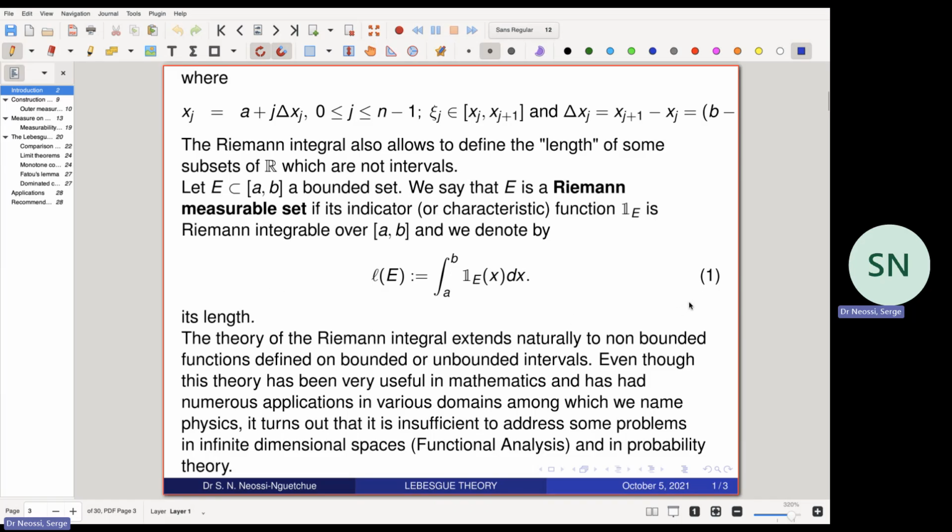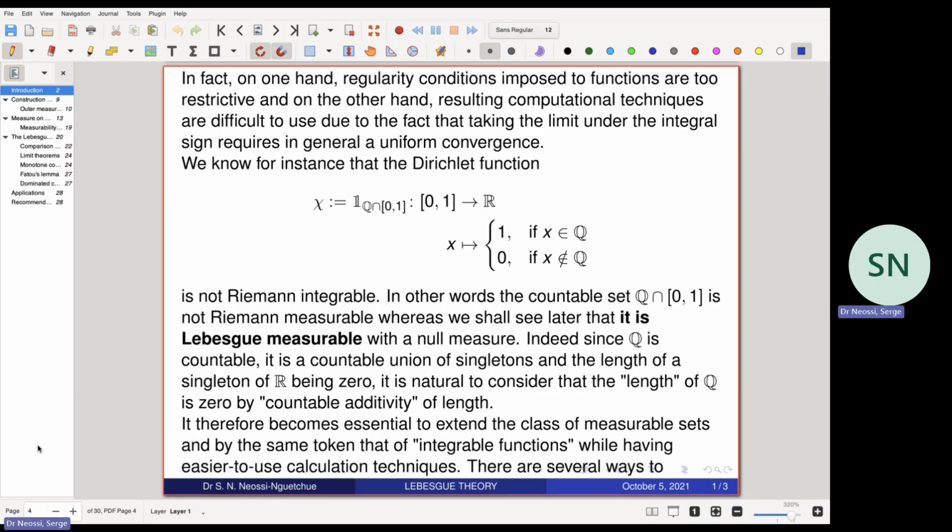The theory of the Riemann integral extends naturally to unbounded functions defined on bounded or unbounded intervals. Even though this theory has been very useful in mathematics and has had numerous applications in various domains, among which we name physics, it turns out that it is insufficient to address some problems in infinite dimensional spaces, which are the subject of functional analysis, and in probability theory. In fact, on one hand, the regularity conditions imposed on functions are too restrictive. And on the other hand, the resulting computational techniques are difficult to use, due to the fact that taking the limit under the integral sign requires, in general, a uniform convergence.